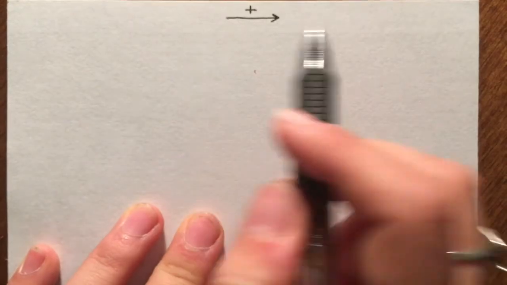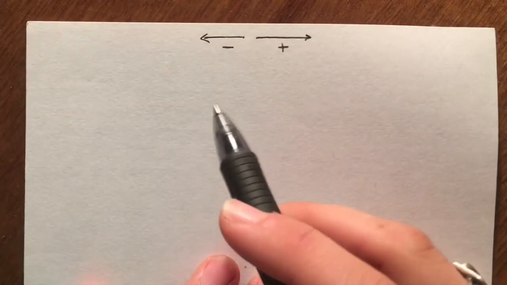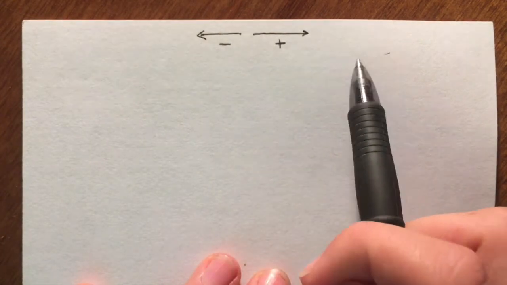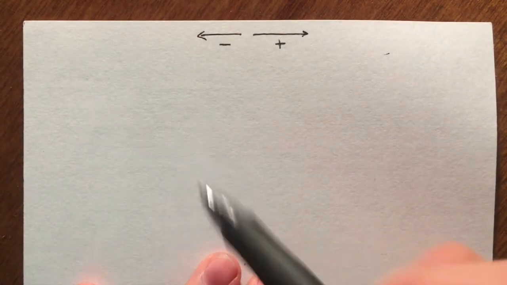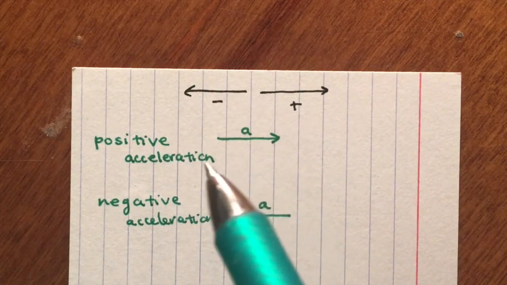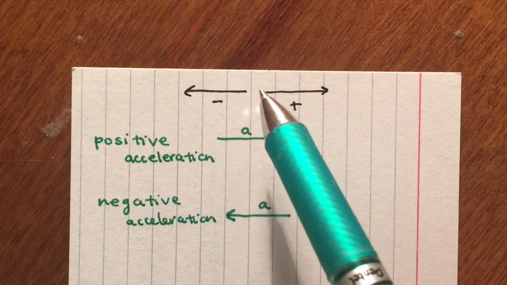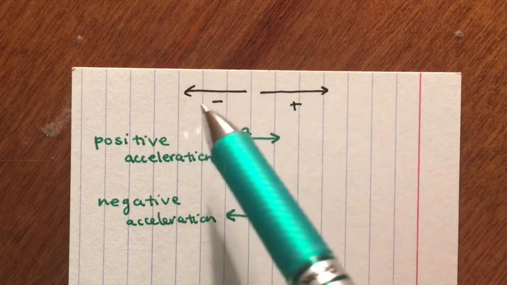In every problem that you do, you get to decide which way is positive and which way is negative. So for this example, that way is the positive direction, and to the left, the negative direction. Anything pointed that way is positive, and anything pointed that way is negative. Let's briefly talk about the direction and the sign of an acceleration. Here I decided that to the right is positive and to the left is negative.